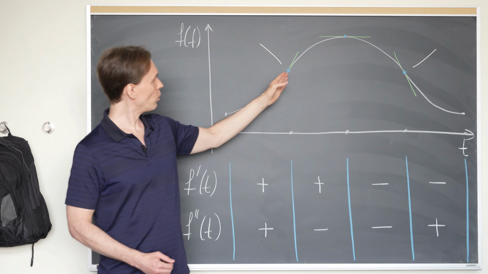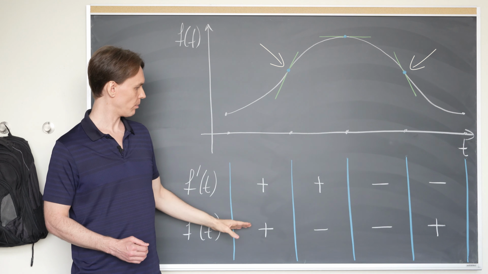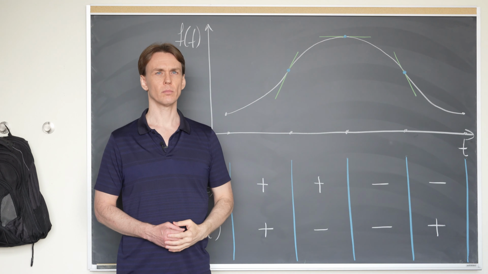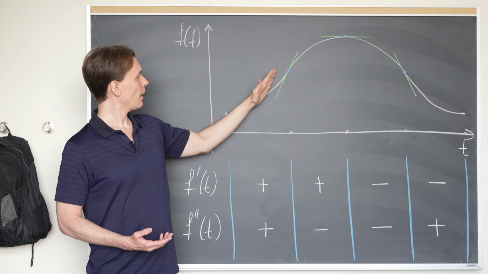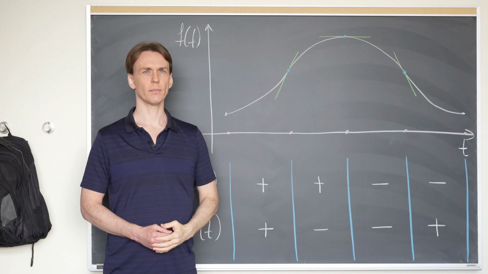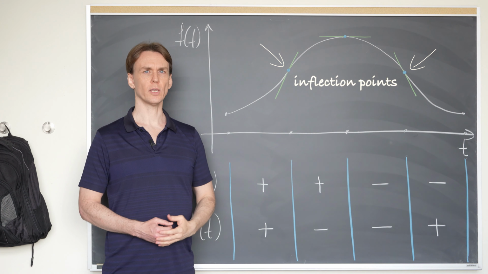Finally, we have these 2 points where the second derivative is changing sign from positive to negative, or from negative to positive. Or in other words, the slope was increasing and then it starts decreasing, or vice versa. Okay, such points are called inflection points of this function.